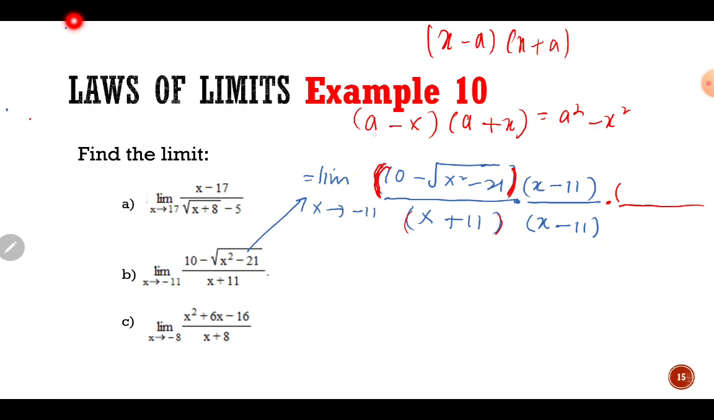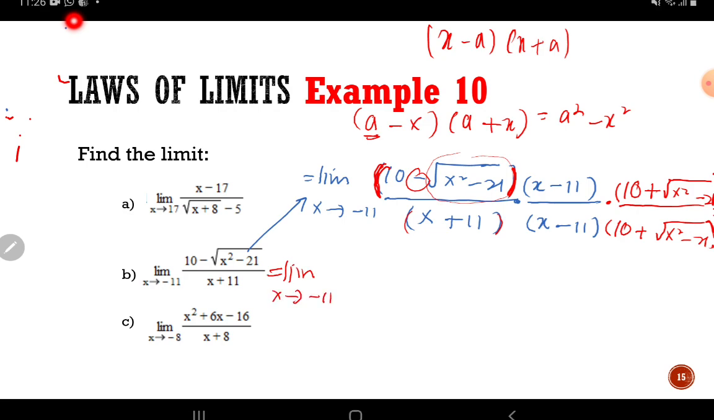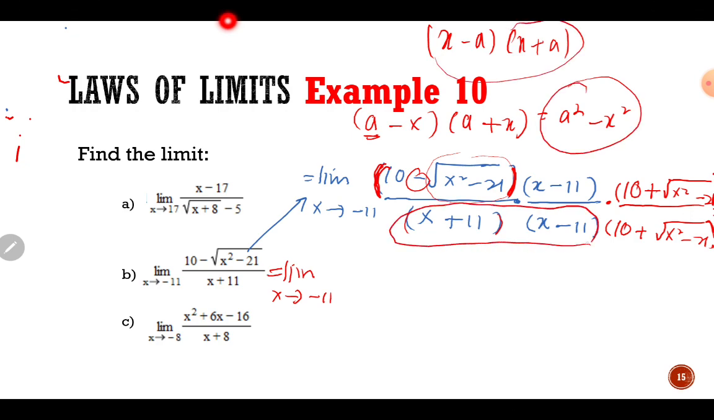So sekarang ni fikirkan conjugate yang ni. So kita ada A, so A kita pun 10, and our X now is square root of X square tolak 21. Okay, X square tolak 21, tolak ni akan jadi tambah. Okay, so yang ni pun sama, we have 10 plus square root of X square tolak 21. Okay, faham tak? So daripada sini cuba tengok hopefully adalah cahaya. Okay, X approaching minus 11, kita akan guna konsep ni lah. So yang ni darab dengan yang ni kat bawah ni, kita akan dapat apa?